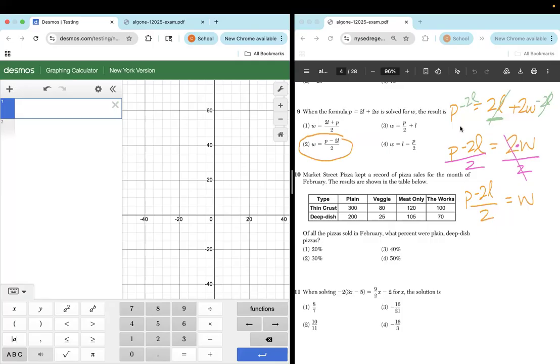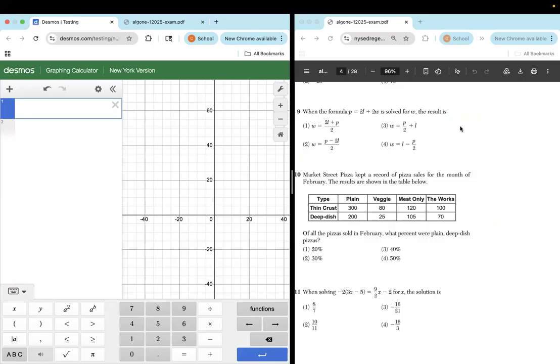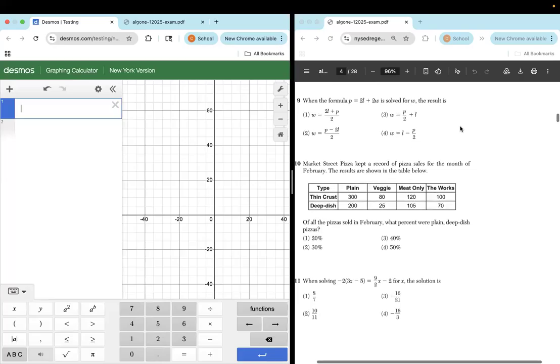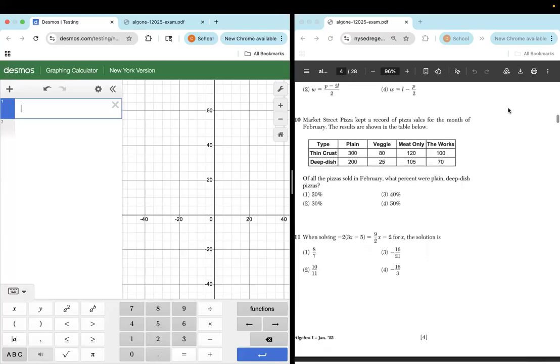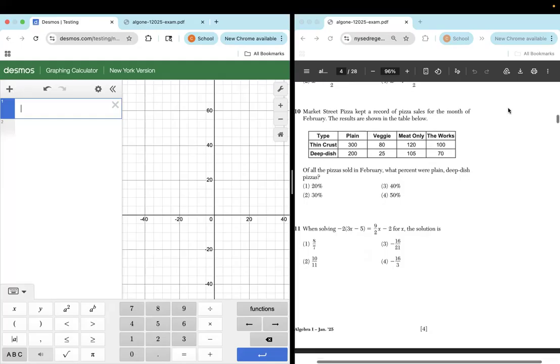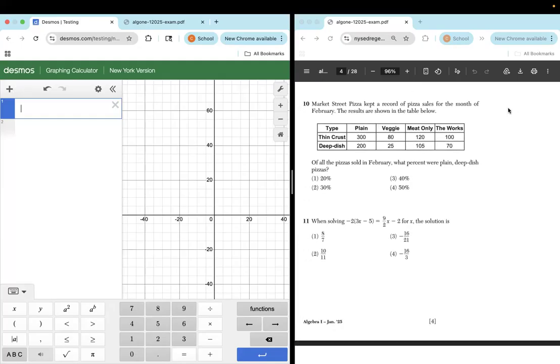All right, number 10. Market Street Pizza kept a record of pizza sales for the month of February. The results are shown in the table below. Of all the pizzas sold in February, what percent were plain deep dish pizzas?